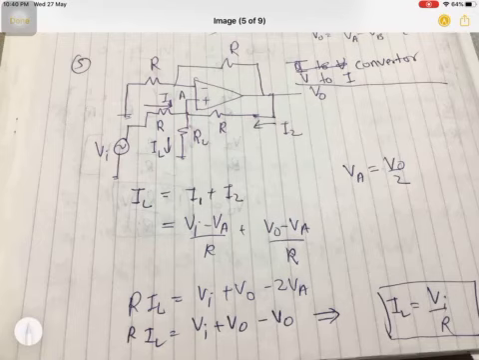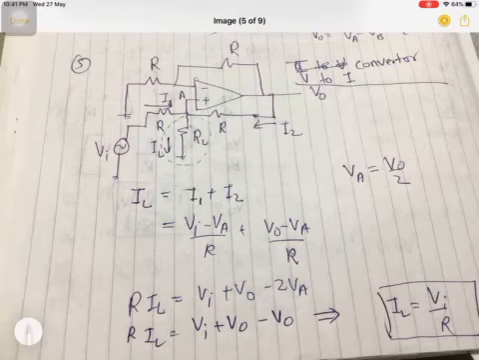Now, this is one more type of circuit that is known as the V to I converter, the voltage to current converter. What do we mean by a V to I converter? Let us say we have a voltage Vi, and I need a current which is proportional to it. First we will analyze the circuit, then we will discuss the application of this type of circuit.